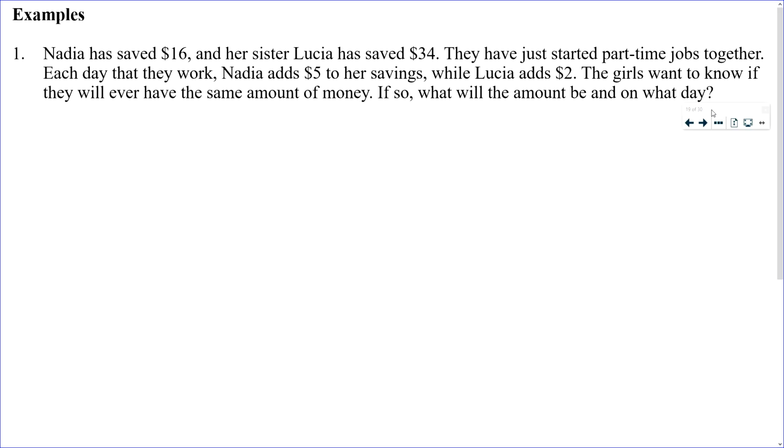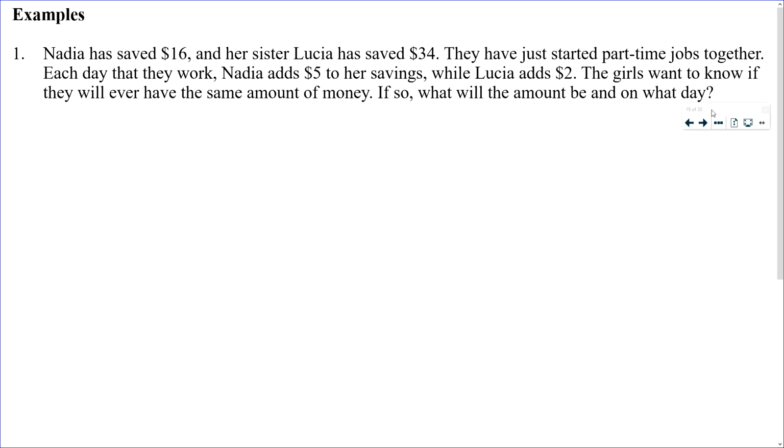You can make a little note to yourself that Nadia only starts off with $16, whereas Lucia starts off with $34. The reason why there's a potential for them having the same amount of money on a particular day is that Nadia is adding more money every day to her $16 than Lucia is adding to her $34. Nadia adds $5 each day. Lucia is only adding $2 each day. So Nadia is adding $3 more each day than Lucia.